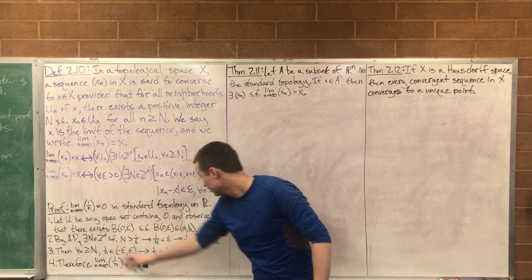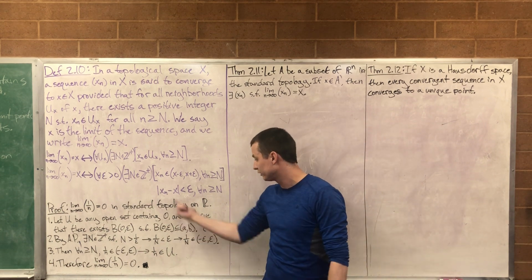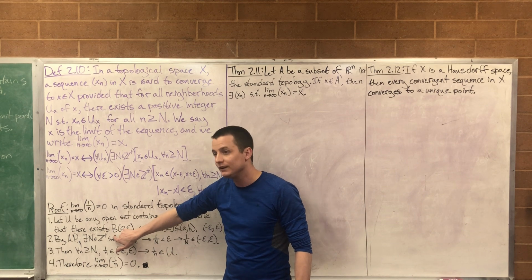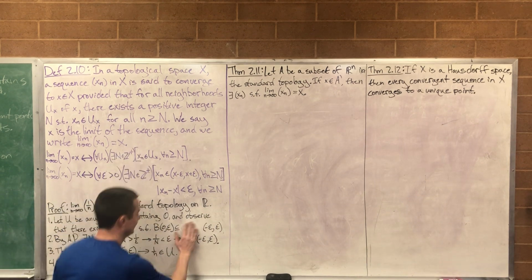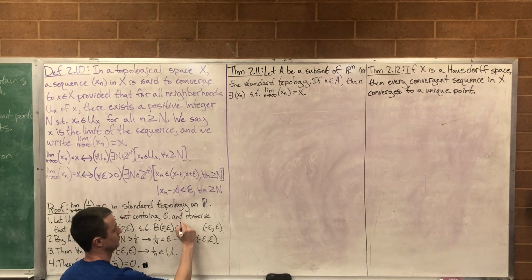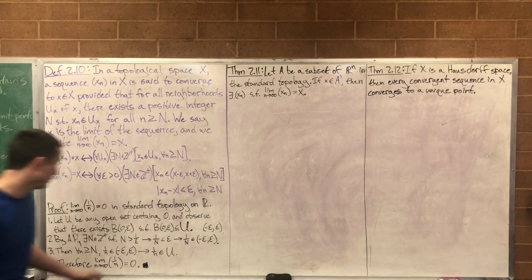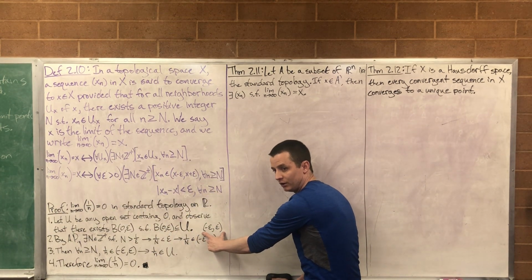Okay, so let U be any open set containing 0, and observe that, since we're in the standard topology on R, there must exist some open ball containing 0 such that that open ball is a subset of U. U is just a union of open balls. Since 0 is in U, there must have been an open ball containing 0. And just noting, this open ball is the exact same thing as this interval, negative epsilon to epsilon.